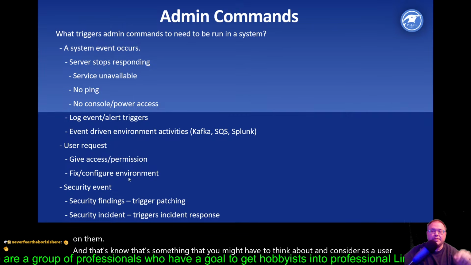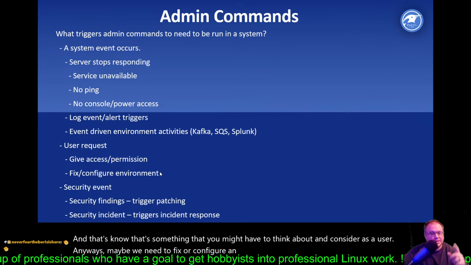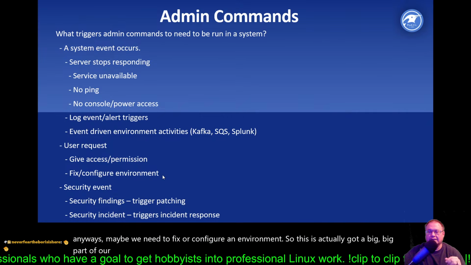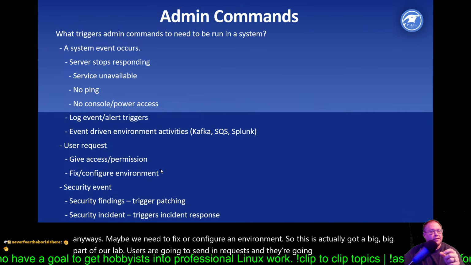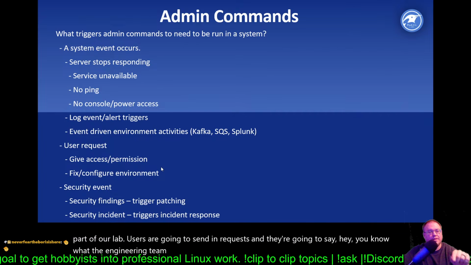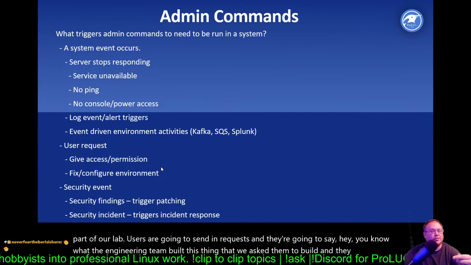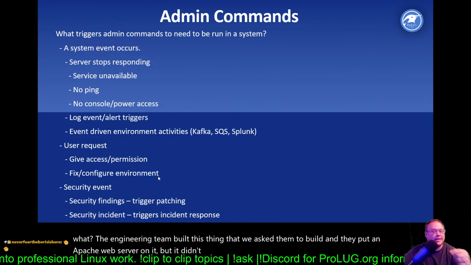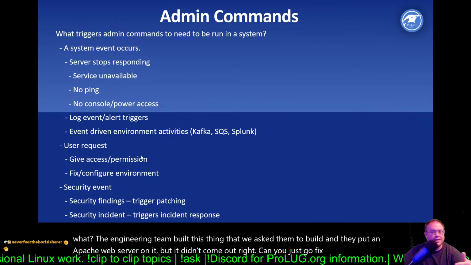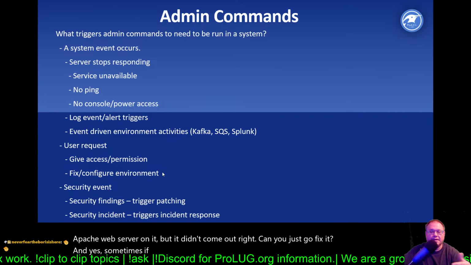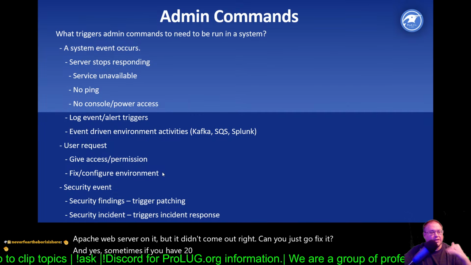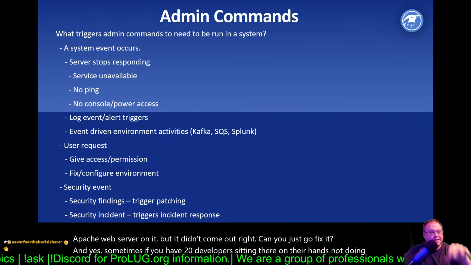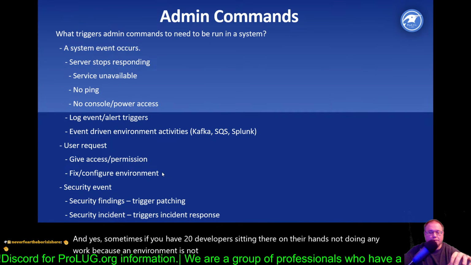Anyways, maybe we need to fix or configure an environment. So this is actually going to be a big part of our lab. Users are going to send in requests, and they're going to say, hey, the engineering team built this thing that we asked them to build, and they put an Apache web server on it, but it didn't come out right. Can you just go fix it? And yes, sometimes if you have 20 developers sitting there on their hands not doing any work because an environment is not correct, there are 2 ways you can handle that.